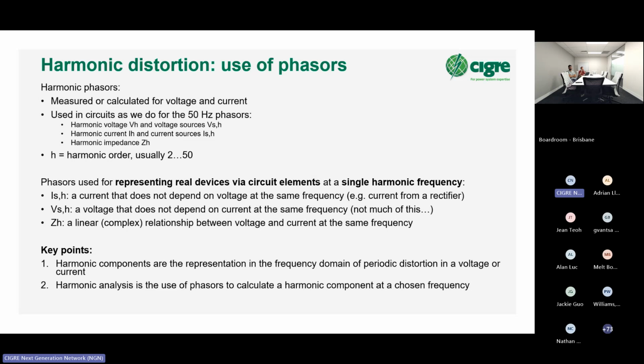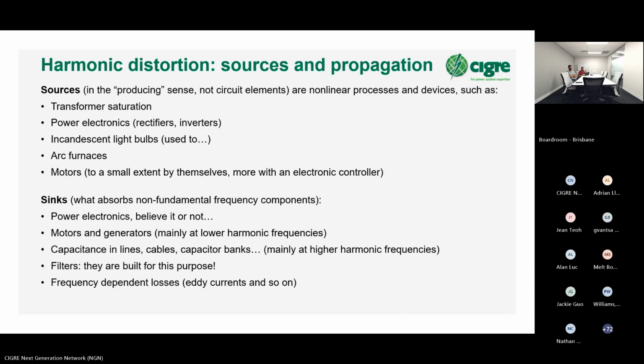Usually there isn't much. So current source is a current in a branch of a circuit that does not depend on the voltage. Please remember, we are talking about a certain frequency. Voltage source is a voltage that does not depend on the current at that frequency in between two nodes. And harmonic impedance is the same as the 50 Hertz impedance, but at a different frequency. So not much mystery here.